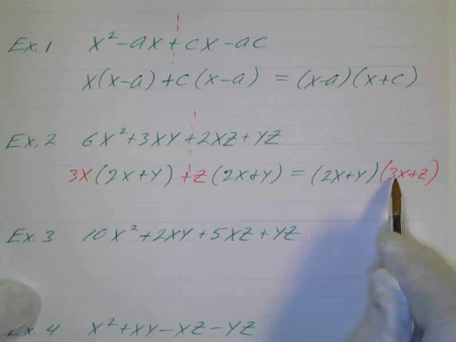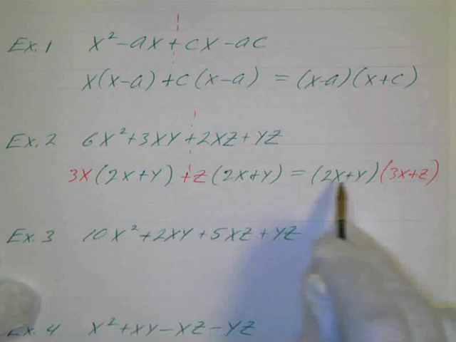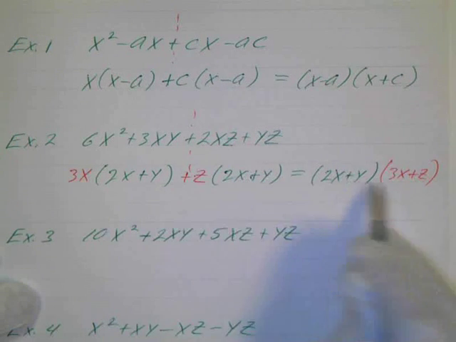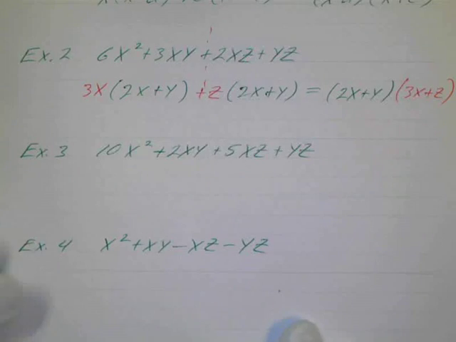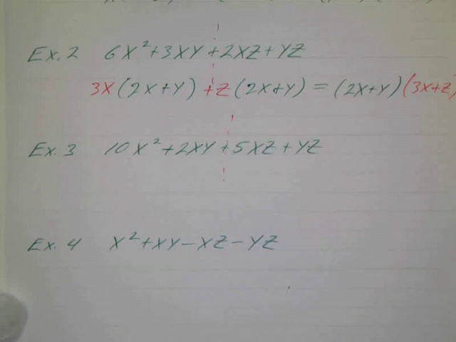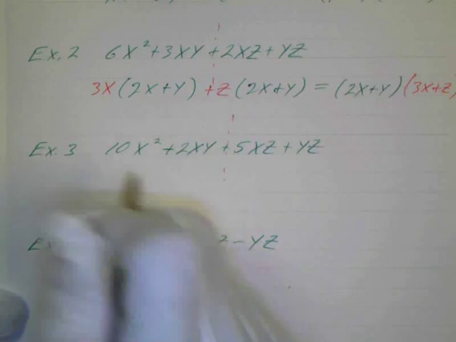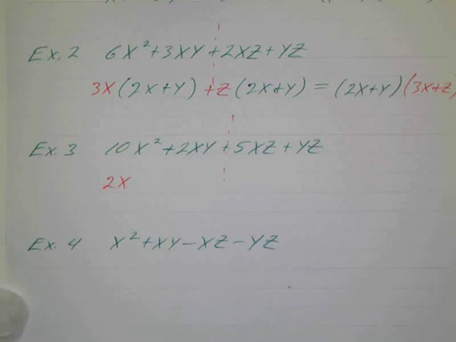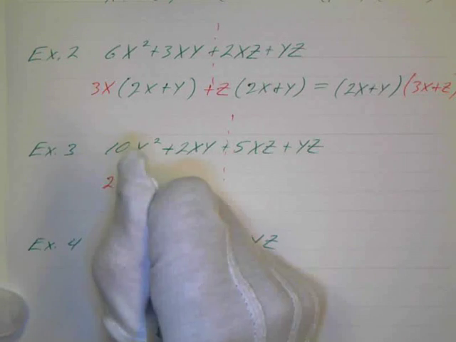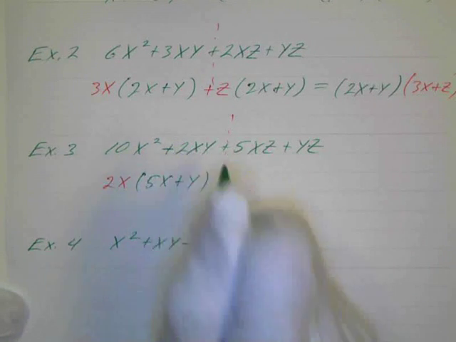2x times 3x is 6x squared. 3xy, 2xz, and yz. Okay. There's another 4-term grouping. Right down the middle. Sometimes you can juggle them around, but these are all set up. And out of these 2 terms, what's a common factor? It looks like I can take out a 2 and an x, so I'll take out the 2x. And what's left? 5x plus y, because I took the 2x out.